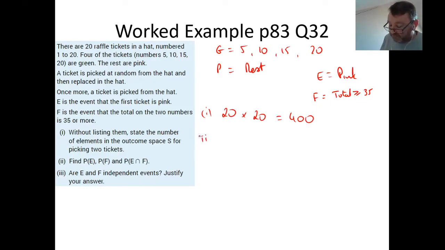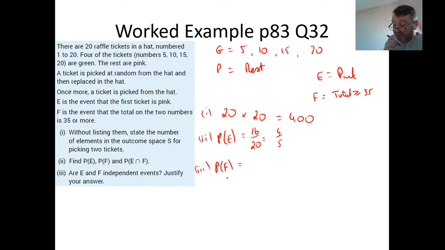Okay, part 2. Find P of E. Now, P of E, pink tickets. So the P of E is just the pink tickets out of the whole lot. And how many of them are pink? Pink is the rest of these. So you take the 4 green ones away, and that gives me 16 over 20, which will be the same as 4 over 5. Find P of F.